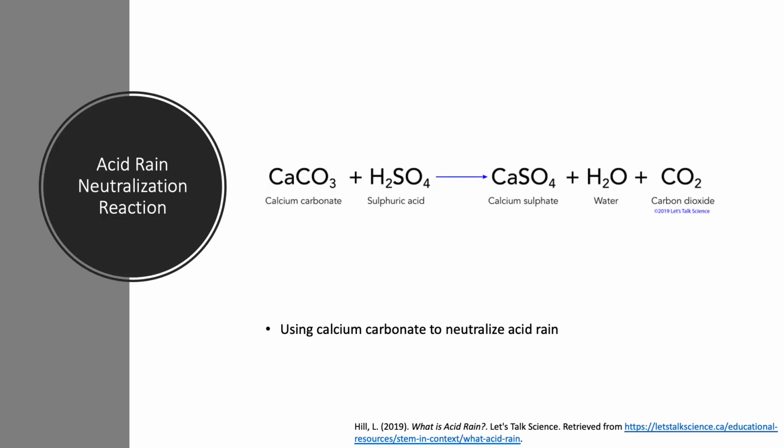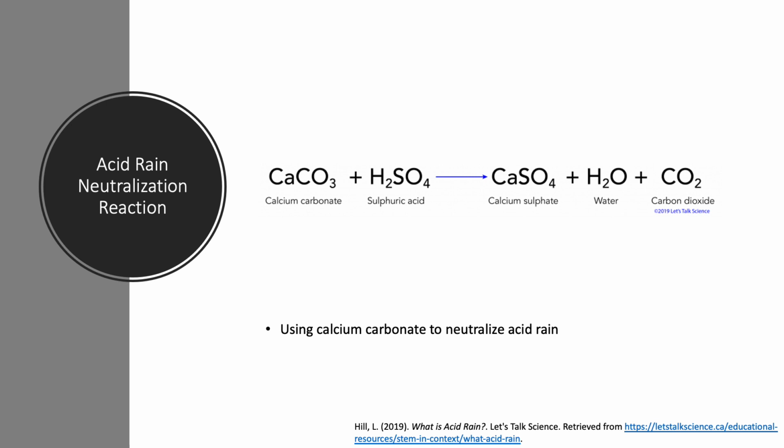One way society has figured out to neutralize rain is by introducing calcium carbonate into the atmosphere. It will react with the sulfuric acid to form calcium sulfate, water, and carbon dioxide. Calcium carbonate actually doesn't hang out long in the atmosphere and is one method they have additionally discovered and are researching more because it has potential to hold carbon dioxide and prevent large amounts from going into the atmosphere, causing global warming.